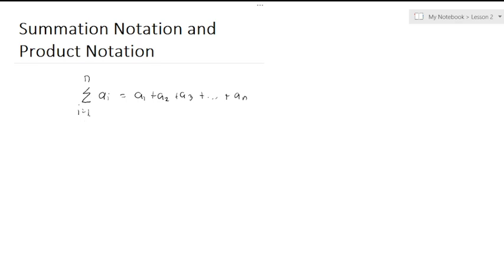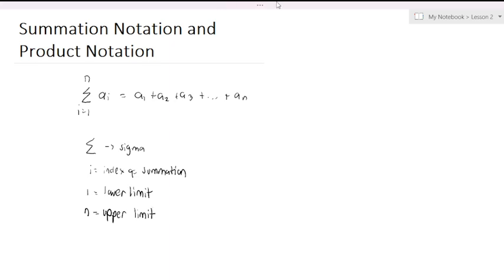Okay? So, dito, yung symbol na to, this is the Greek letter sigma, symbol para sa summation notation. And then we have i, so this is the index of summation. Yung 1, ito yung lower limit. And then n, ito naman yung upper limit.